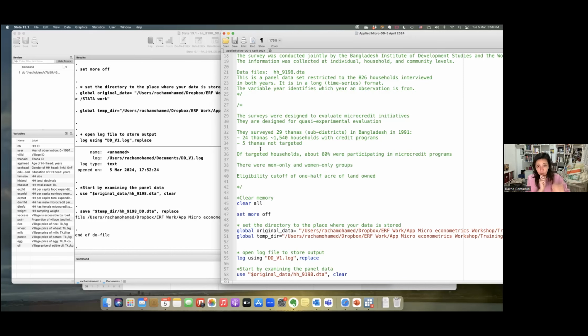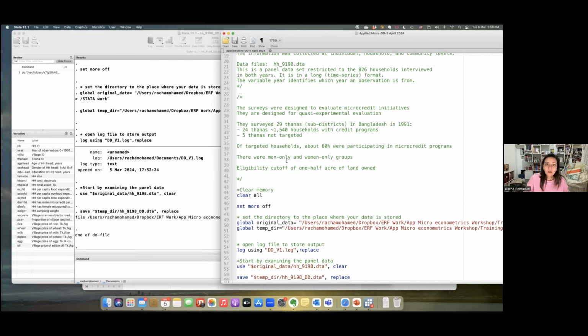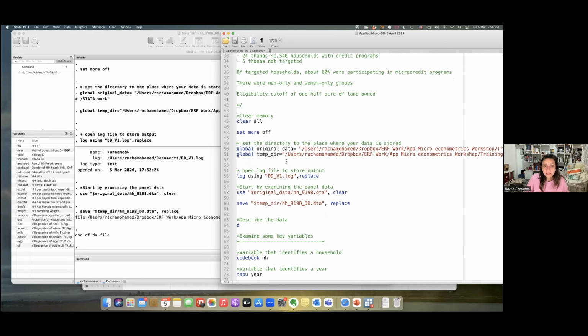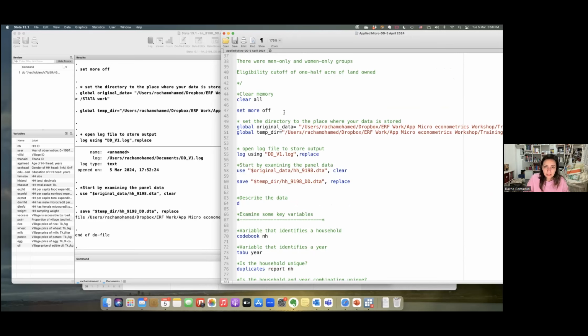So based on the land owned by the household, we will differentiate between those who benefit from the program and those who did not benefit from the program. Okay, so this is our data set. Here I am doing the same thing. I'm clearing the data set.